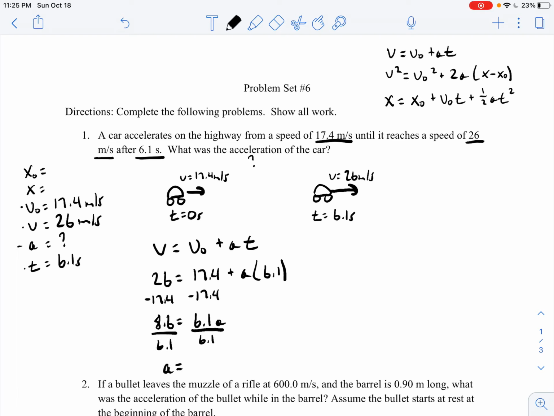If I divide both sides by 6.1, we're going to get an acceleration that is equal to 1.41. And again, our units are going to be meters per second squared. For these, we're not going to worry too much about significant figures. As long as you put like 1.4 or 1.41, we would give you full credit for that result.